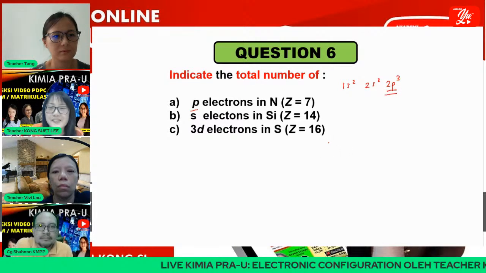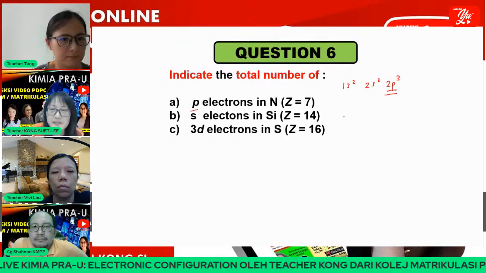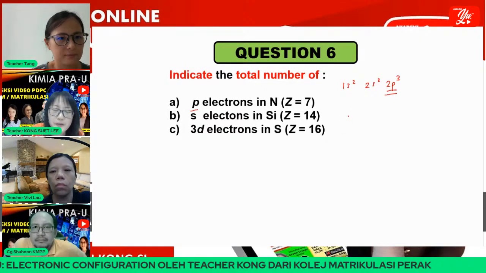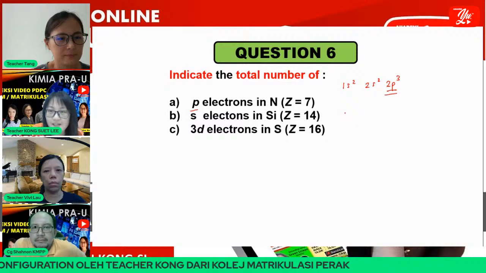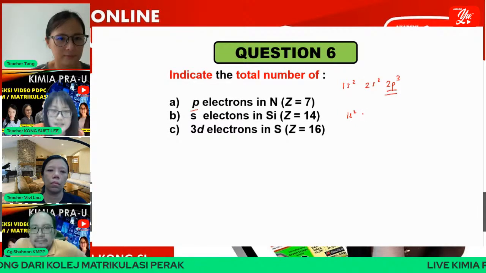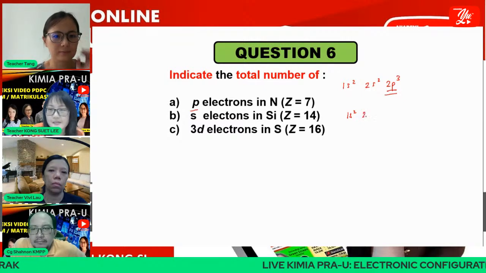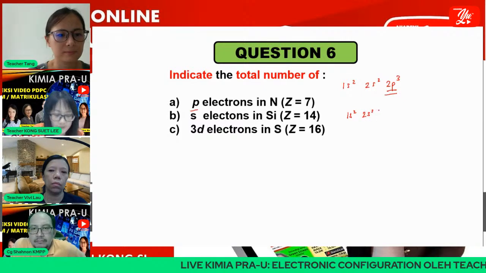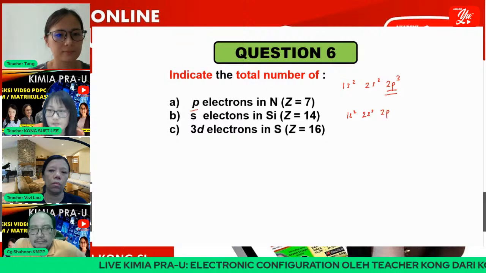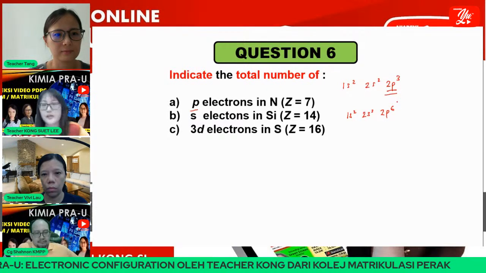What's the answer, students? Waiting for answers, I will proceed with S first. I will help you all to write the electronic configuration for S. Please let them know how many p electrons there are for nitrogen. Seems like nobody has answered yet.